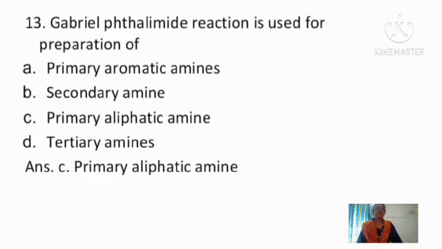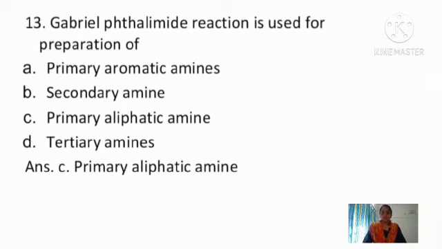To the next question, that is: Gabriel phthalimide reaction is used for the preparation of: option A is primary aromatic amine, B option is secondary amine, C option is primary aliphatic amine, D option is tertiary amine.